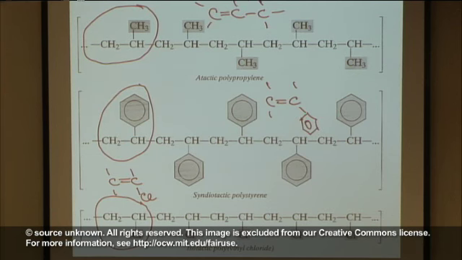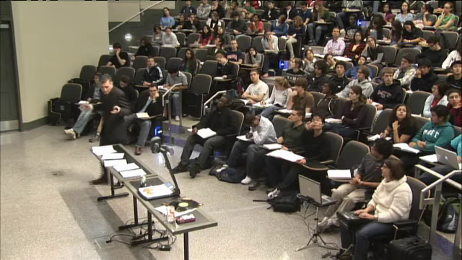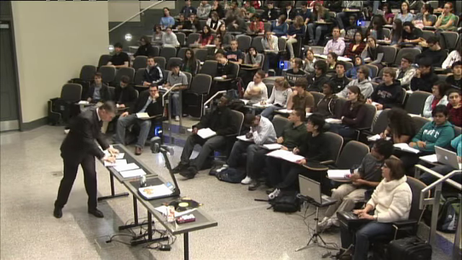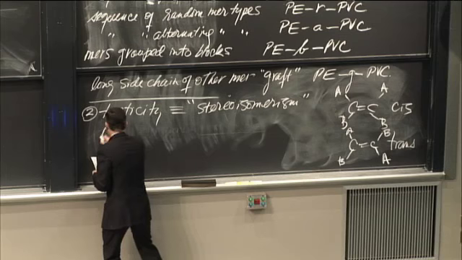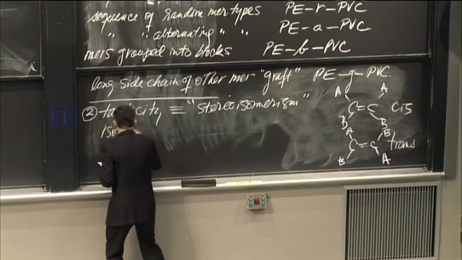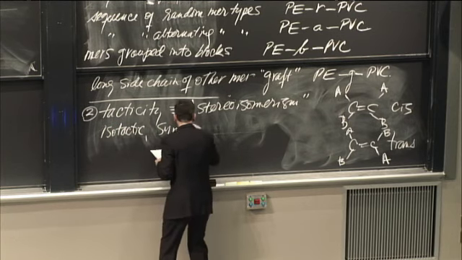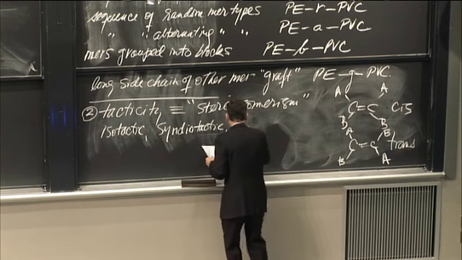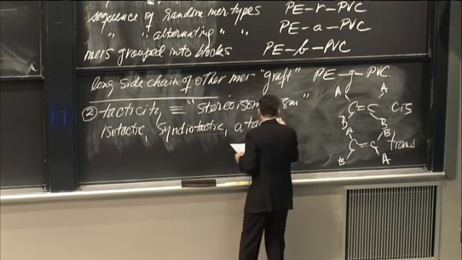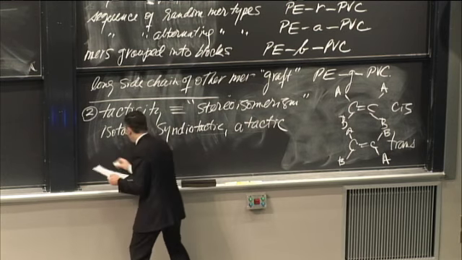And it seems to be on a random basis where that methyl group appears, sometimes above the chain, sometimes below the chain. So those are three different ways of arranging. So three different tacticities. So we've got isotactic, we've got syndiotactic, and we've got atactic. So the way to remember them, isotactic obviously means everything's on the same side.